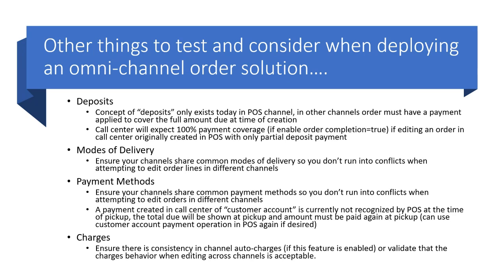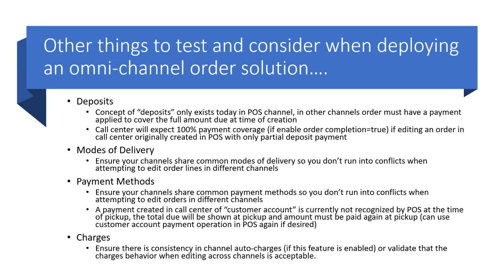That concept doesn't exist in our online or our call center channels today. So what that means is, let's say I created an order in point of sale, I paid a 10% deposit, and now I want to edit that order in call center. As we discussed earlier, call center has an expectation of 100% payment coverage when enable order completion is true and you're using our payment processing capabilities. And I mentioned that there's a tolerance that you can set, but it basically expects 100% coverage. So if you edit that order in call center and you go through the completion flow, call center is going to say you need to apply more payment. You're out of balance. There's a balance due here that exceeds my tolerance. So again, that's just something to think about and keep in mind.